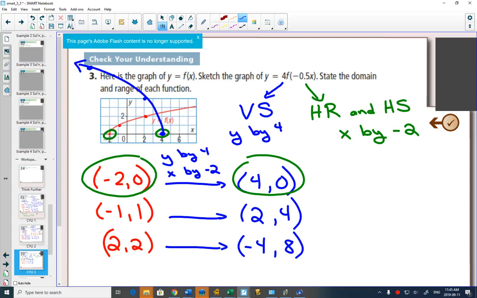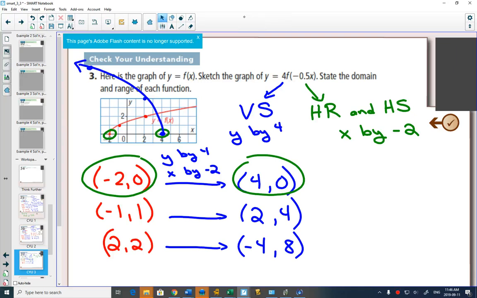Does it seem to be right? I don't know for sure, but does the general shape seem to appear right? Yes, with that horizontal reflection and some stretches, it appears to be right. Then we would know, okay, I think this is the right shape.